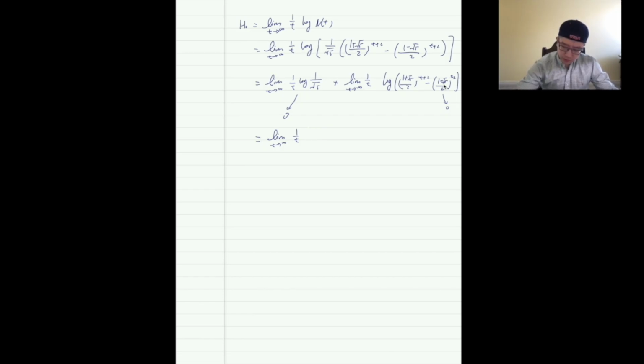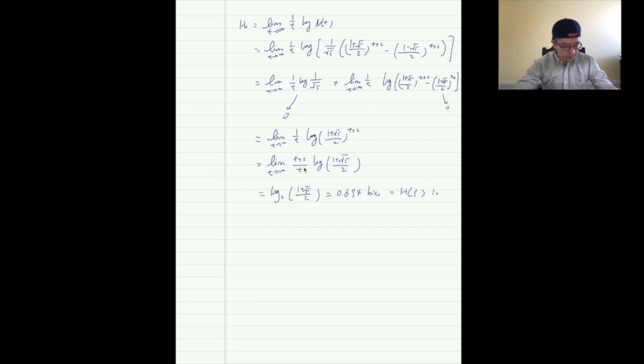Okay, 1 over t log of 1 plus root 5 over 2 to the t plus 2, right? That equals t plus 2 over t log of 1 plus root 5 over 2. And when t goes to infinity, this fraction will become 1. So we just have a constant left, which is given by this. If we compute it, that equals 0.694 bits, which is basically the maximum value of H in part C.